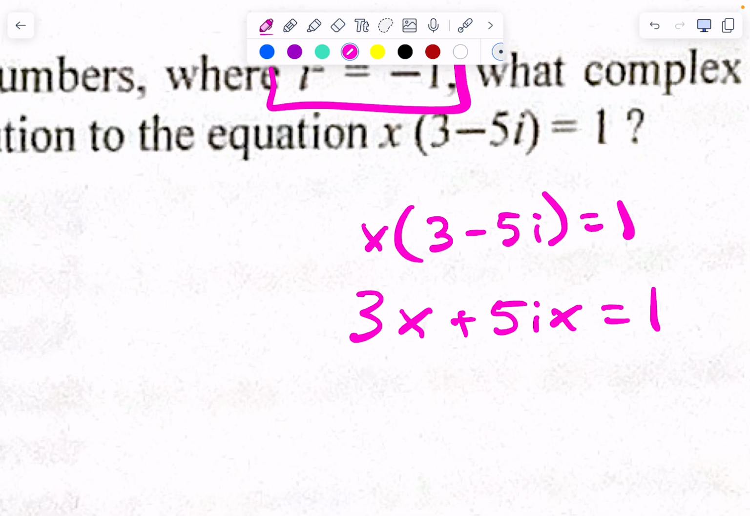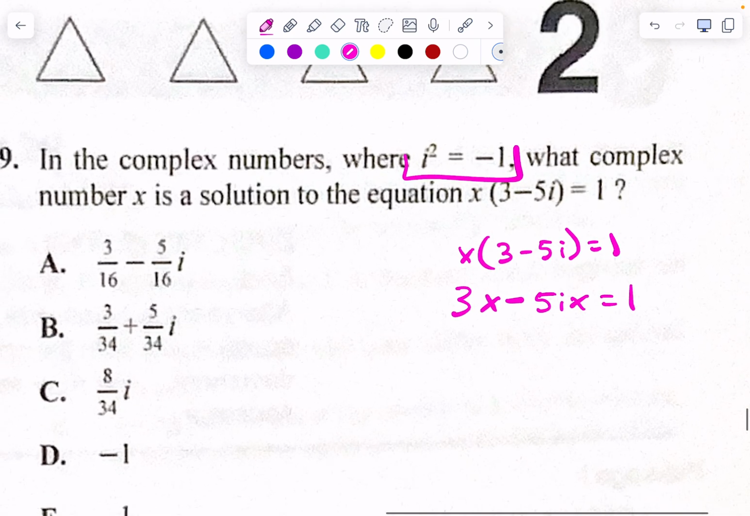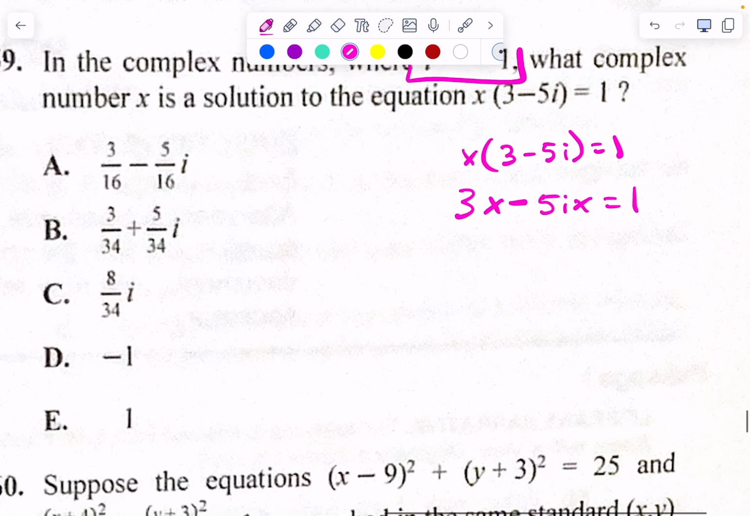Oh, sorry. Yeah, negative. You're right. Good job, Bill. These ones are tough. I'm a bit puzzled. In the complex number system where i squared equals negative 1, what complex number is a solution to the equation? I still think square, and then move the 1 over. Oh, I think I know what they're doing.